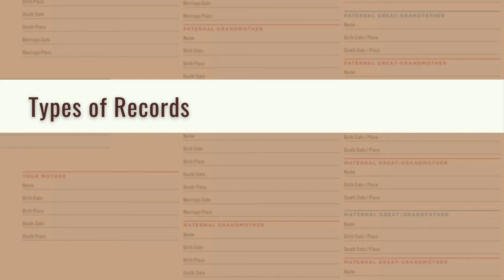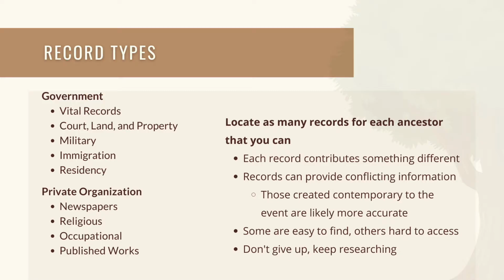Let's take a look at the types of records that you can use in your genealogy research. They can be created by the government or by private individuals or organizations. Each record provides unique information about your ancestors, so you should collect as many records as you can. Records can provide conflicting information about your ancestors, but those created contemporary to the event in their life that you're referring to are likely to be more accurate.